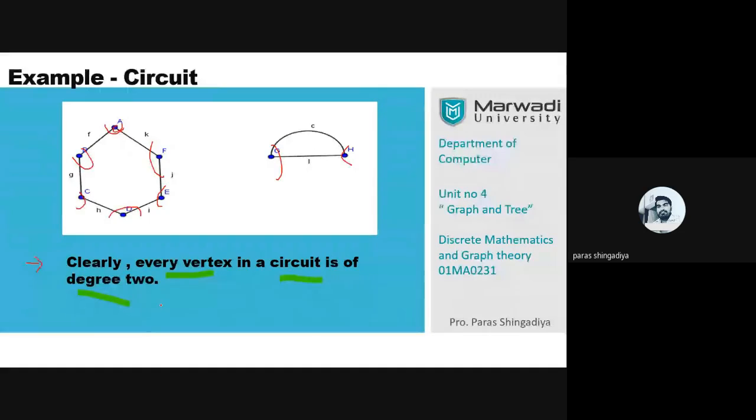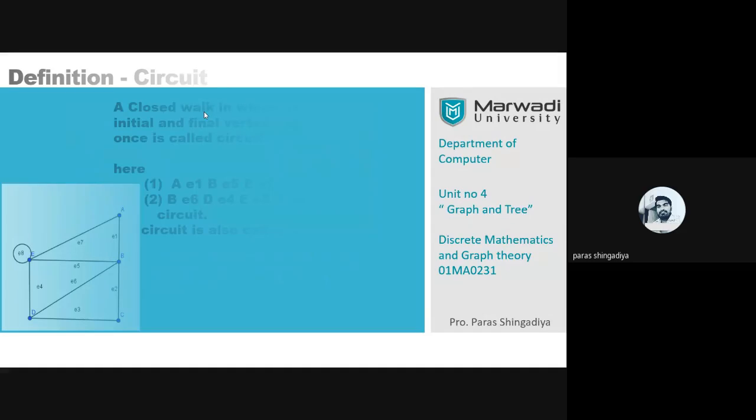Okay, so we learned the 3 definitions here: walk, path, and circuit. All are very important definitions. Walk is the main definition to understand path and circuit. So first you have to clear these definitions, and then think about the path and circuit, because path and circuit depend on the definition of walk. Clear?